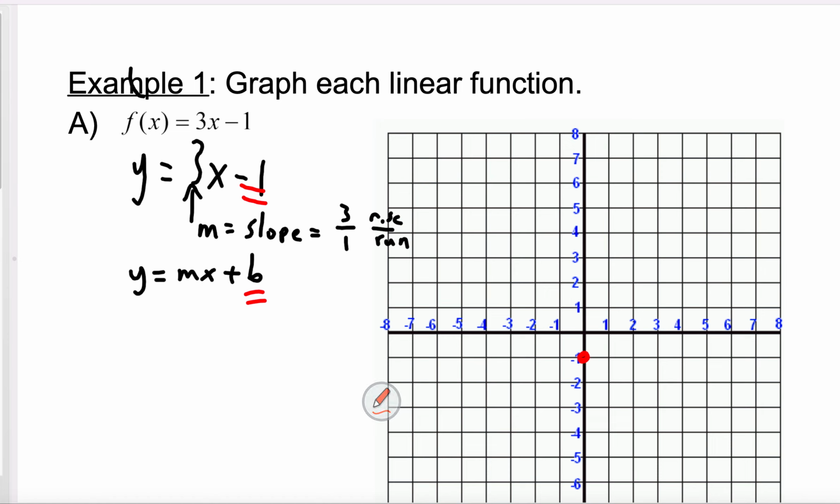And from the y-intercept, we are going to rise 3, so just count up 1, 2, 3, and run 1. If it's a positive 1, you want to go to the right. So a positive 3, you rise 3, and then you run 1 to the right. Again, rise 3 and run 1 to the right. And then I can simply connect my points as straight as I can make it. So there it is.